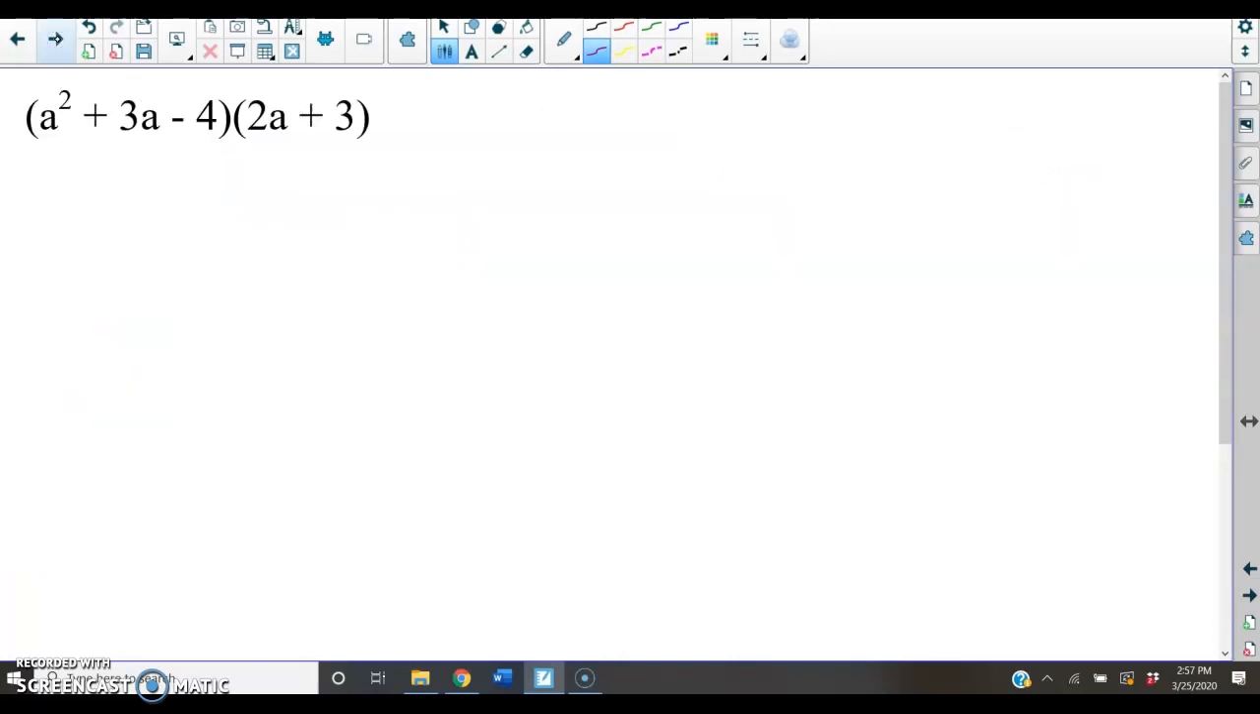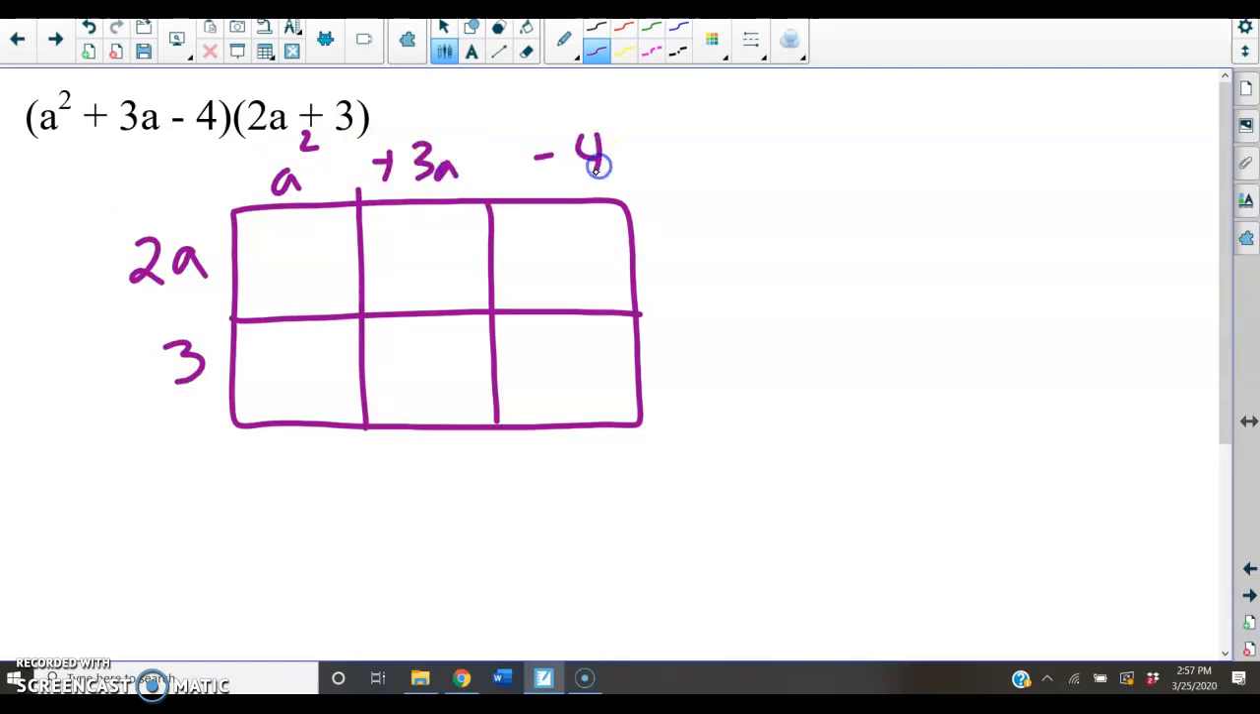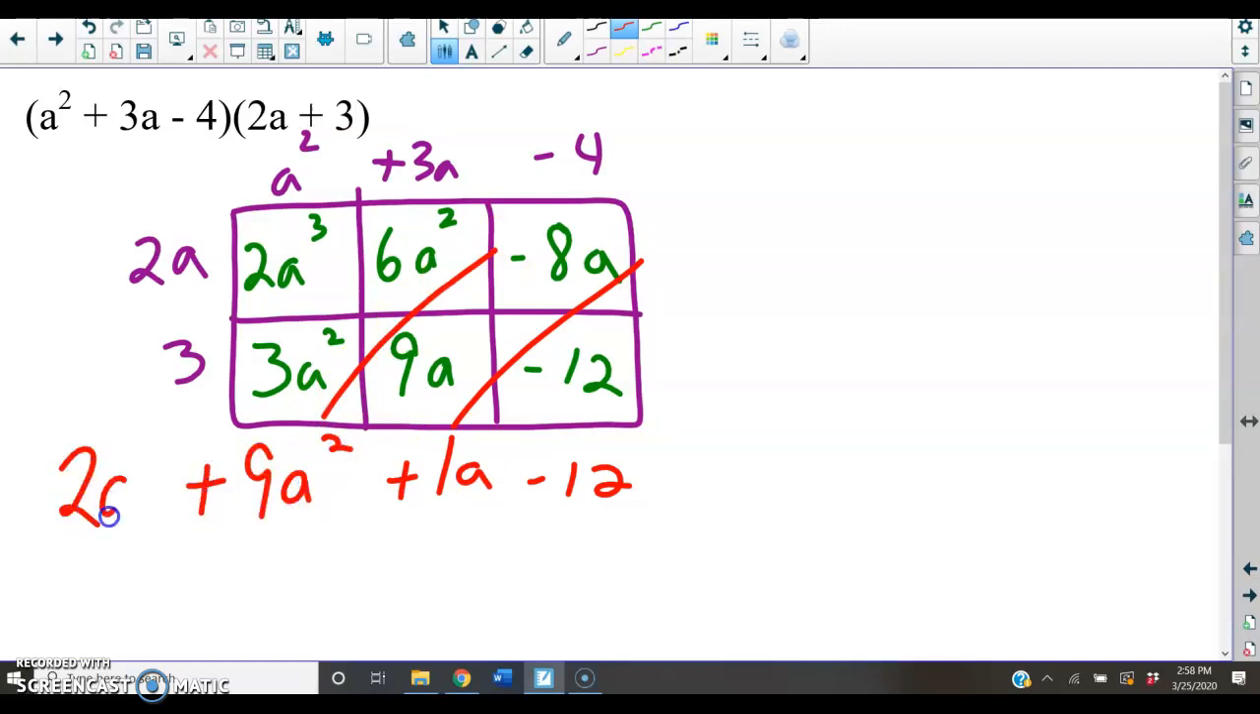Okay, here's another one we could practice. I'll do it real quick, and then I will probably pick up with examples like this in the next video. Okay, here's my 2a plus 3, a squared, positive 3a, negative 4. I wouldn't have needed the positive there. Okay, so 2a cubed, 6a squared, negative 8a, 3a squared, 9a, negative 12. And now I can do my diagonals. There's my negative 12, positive 1a. The 1 is not required. 9a squared, that's positive, and 2a cubed.